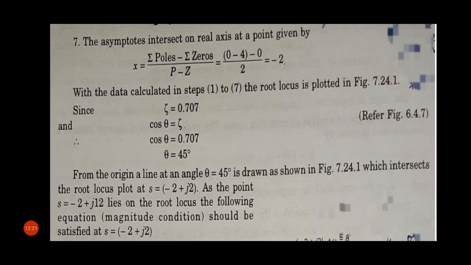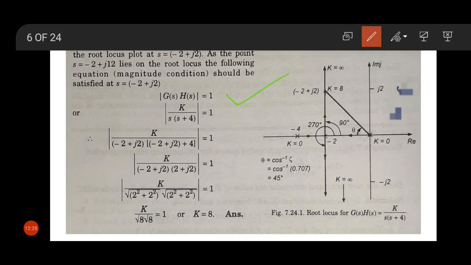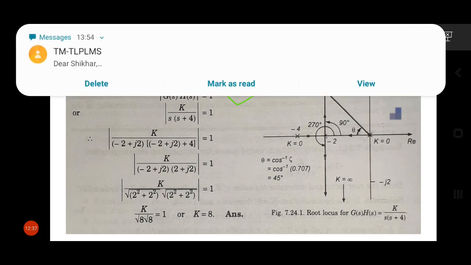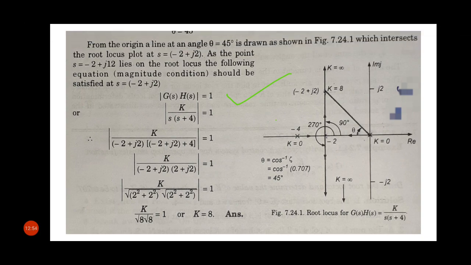See, this is our magnitude condition. Here put the value of G(s)H(s). So mod of k divided by s into (s plus 4) equals 1. Now we put the value of s and calculate k. After putting the value of s, we find k equal to 8. In this way we find k. Okay, clear?